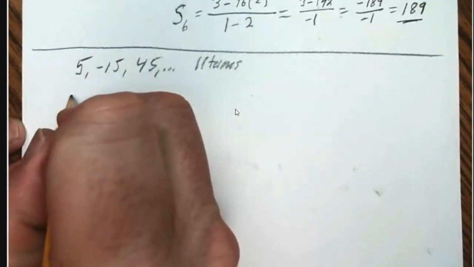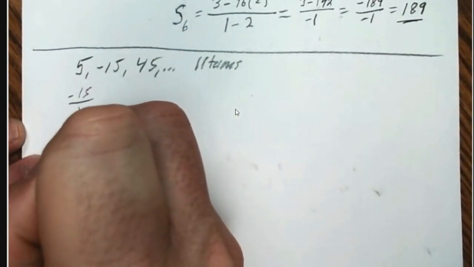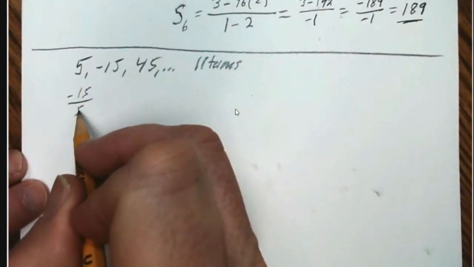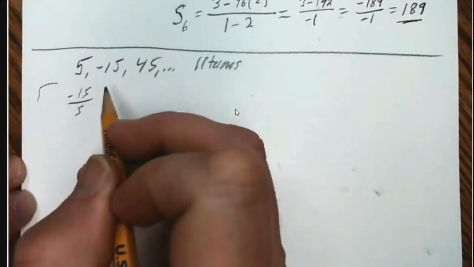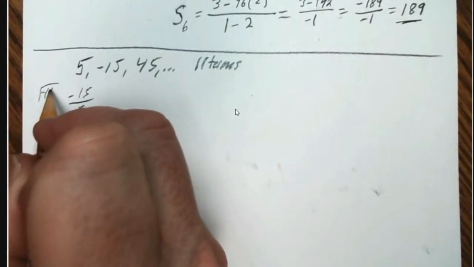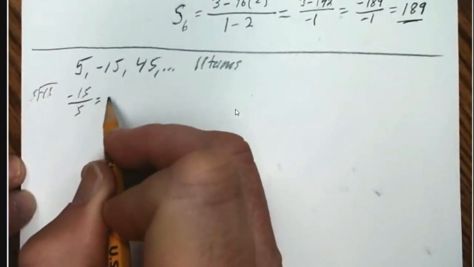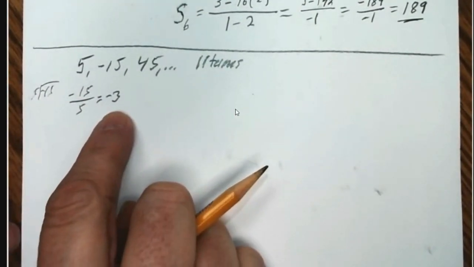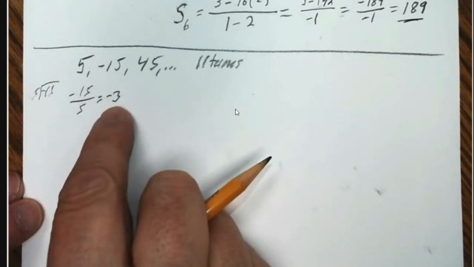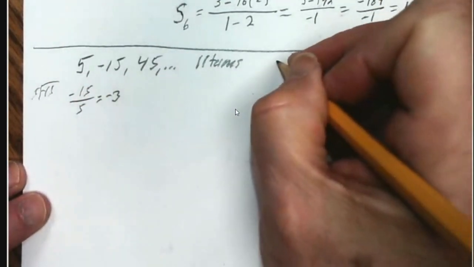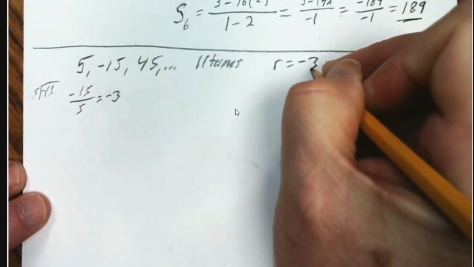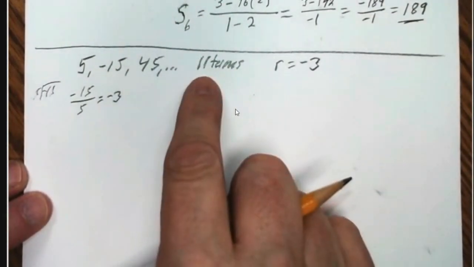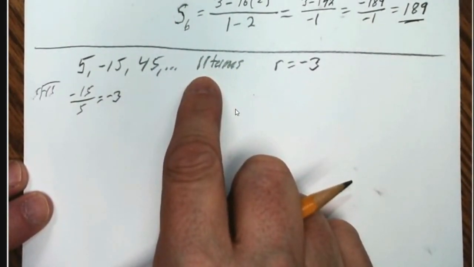So let's just use negative 15 and divide it by 5 as a ratio. But negative 15 over 5 is negative 3. So this is a common ratio of negative 3. When you take negative 15 and multiply it by negative 3, you get a positive 45. So our R is negative 3. All right, let's use our formula and see if we can come up with what the total would be for the first 11 terms. We only have 3 terms.